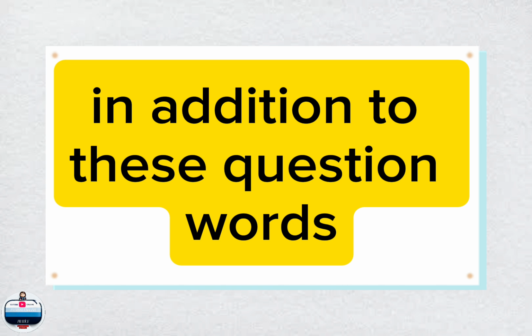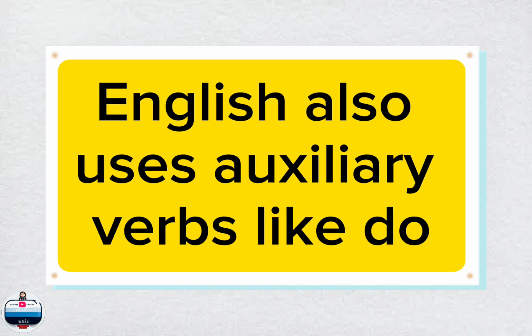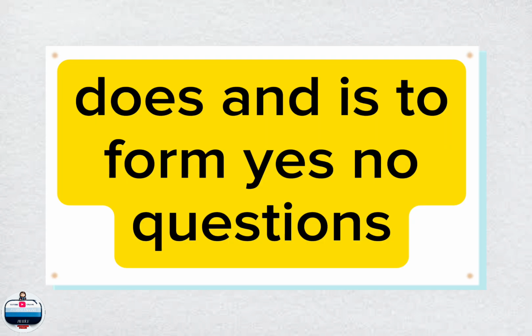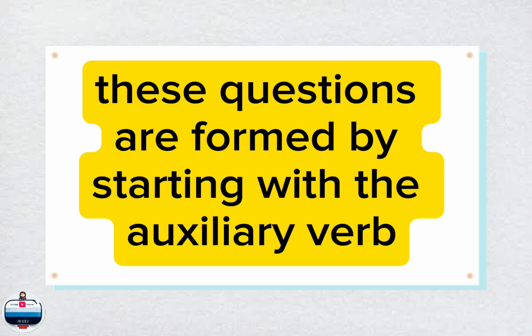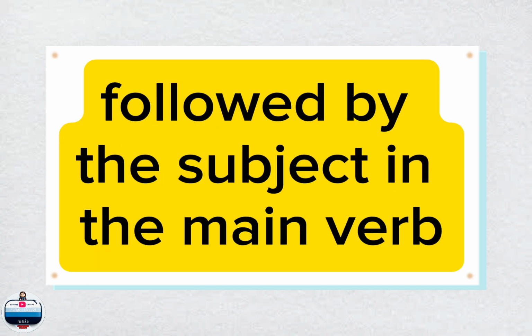In addition to these question words, English also uses auxiliary verbs like do, does, and is to form yes/no questions. For example, do you like coffee? Or, is she coming to the party? These questions are formed by starting with the auxiliary verb, followed by the subject and the main verb.